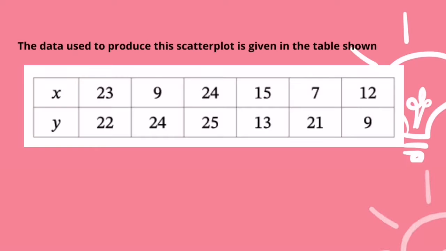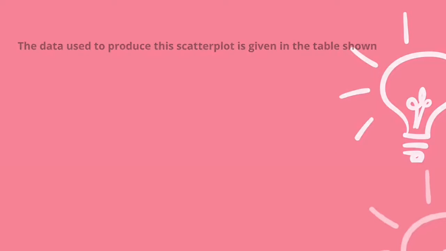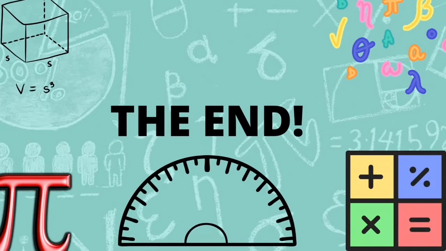So the data used to produce a scatter plot is given in the table shown. So that is the end of the lesson. Thank you.